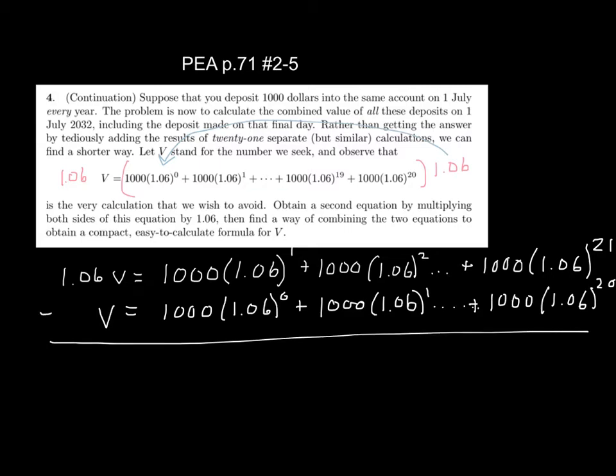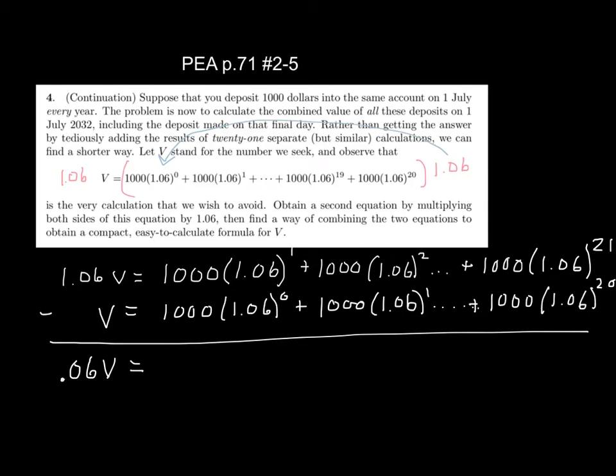What's going to end up on the left side there? 1.06. Not 1.06. 0.06. That's going to be 0.06 v. Again, I'm subtracting them because I want to combine these.